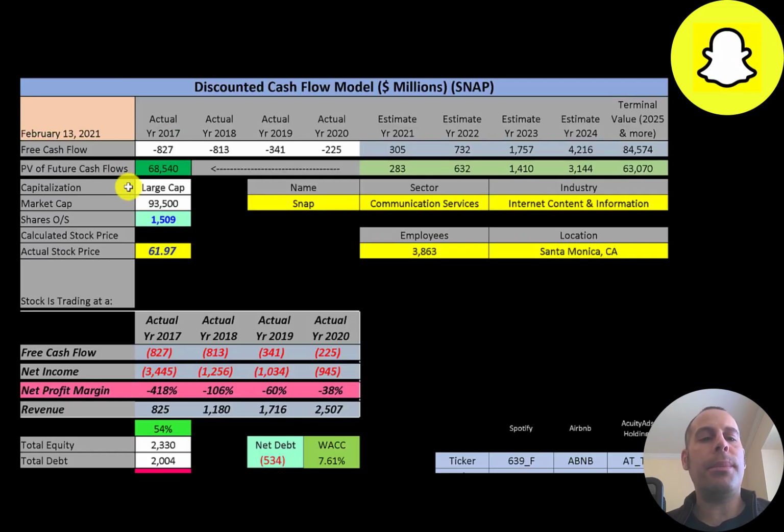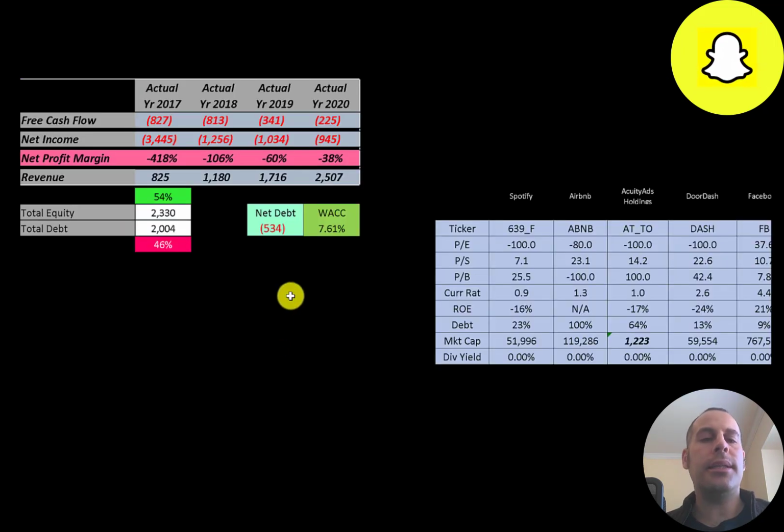Let's get started with the model. This is a large cap company, 94 billion market cap. They're trading at $62 a share and they have 1.5 billion shares outstanding. Let's look at their financials.